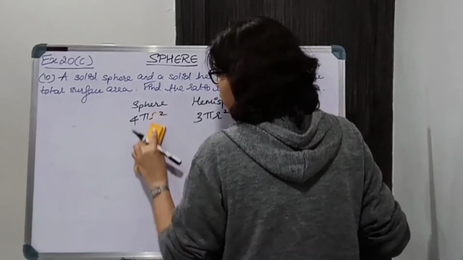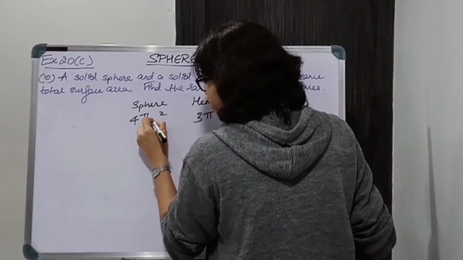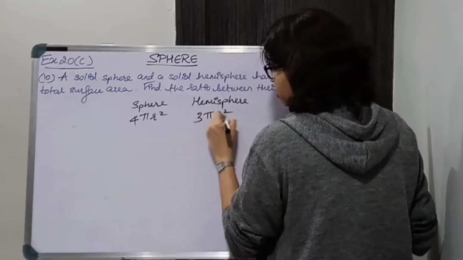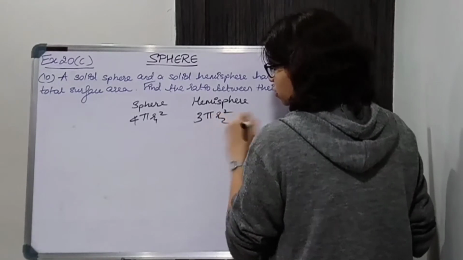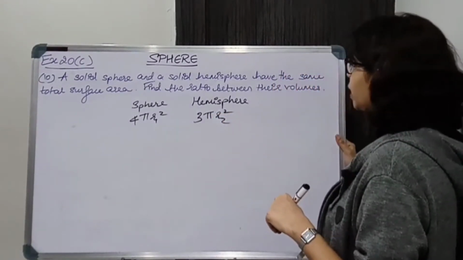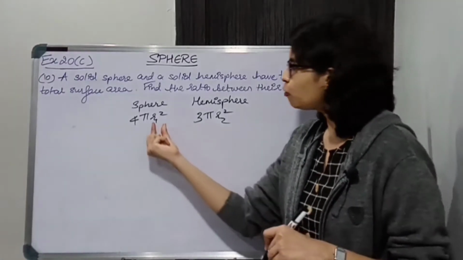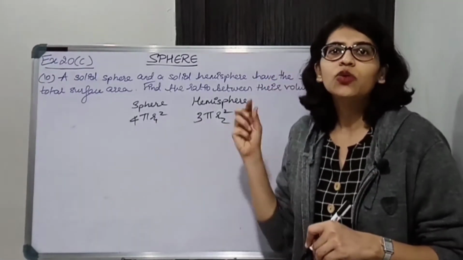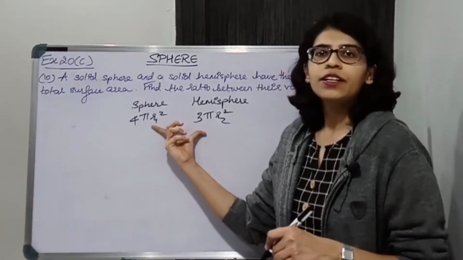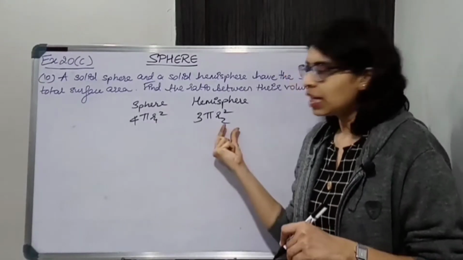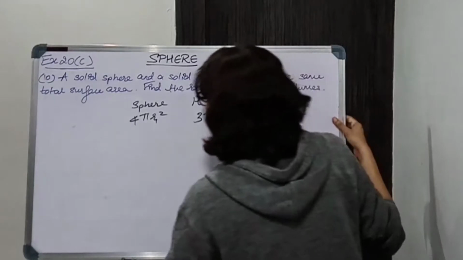So let the radius of the sphere be R1 and the radius of the hemisphere be R2. Find the ratio between their volumes. वॉल्यूम्स का रेशियो फाइंड करना है. If you find the ratio of the radii you can easily find the ratio of the volumes. So we'll use this condition to find the ratio of the radii first. Okay, so let us write down the given first.